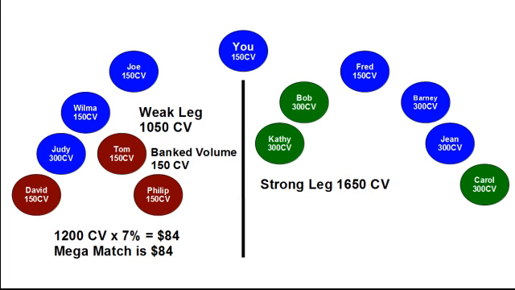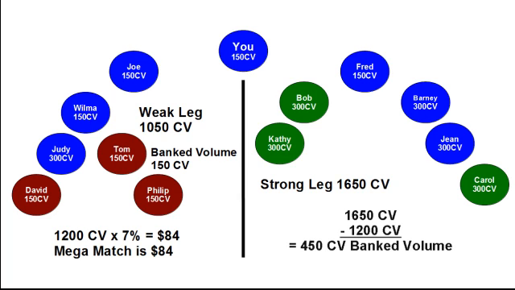Plus, you just created 450 CV of bank volume on your right side, which means if your left side becomes your strong side next month, you'll be able to tap into your bank volume for additional basic commission, which also increases your sponsor's Mega Match.